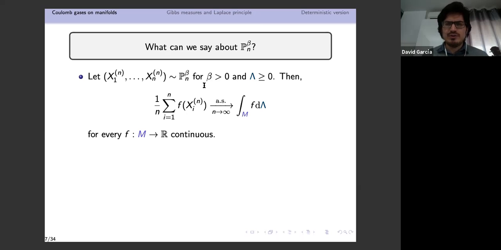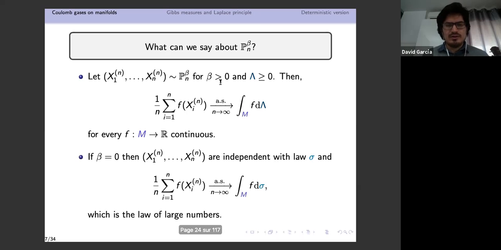But if we choose beta equals 0, we can notice the following. Since beta equals 0, the density will be 1, and the points are independent with law sigma. Then by the law of large numbers, the empirical means will go to the integral of f with respect to sigma. So there is a kind of a leap between this lambda and this sigma, and it happens only because we have chosen beta equals 0 or beta positive.